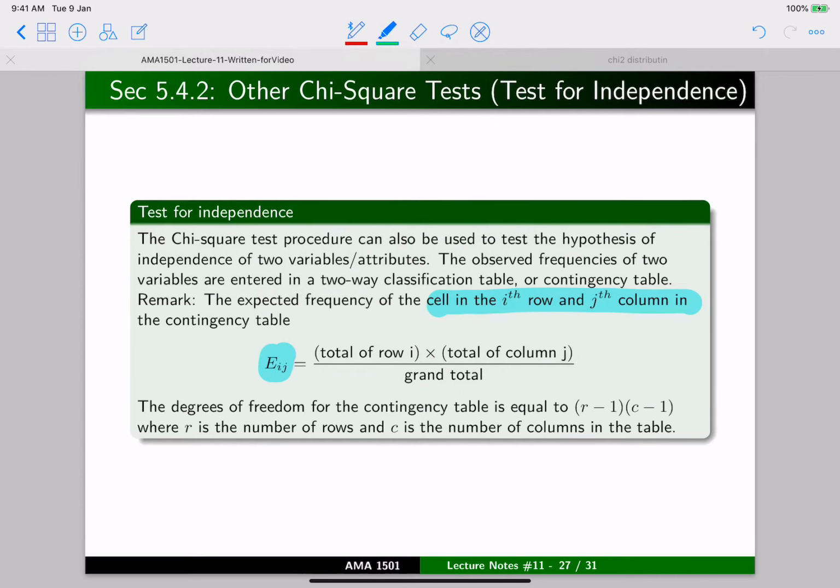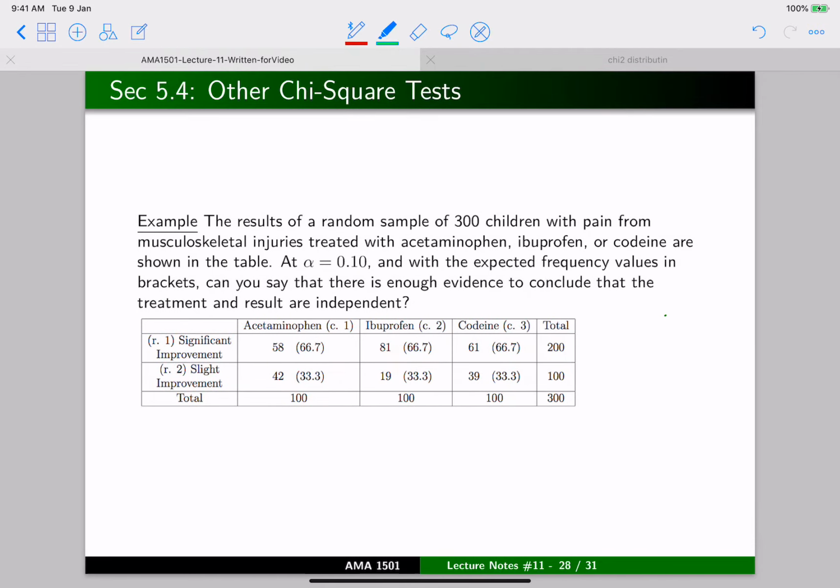The number of degrees of freedom in this chi-square test will be the number of rows of the contingency table minus 1 multiplied by the number of columns minus 1. Let's apply this to the following problem.